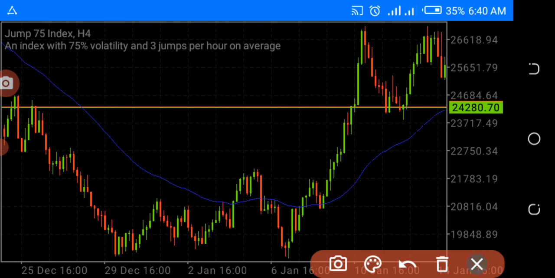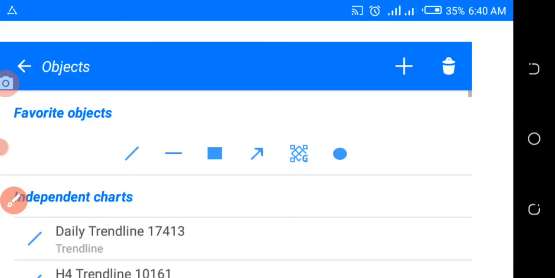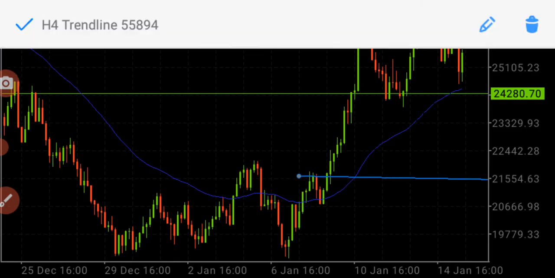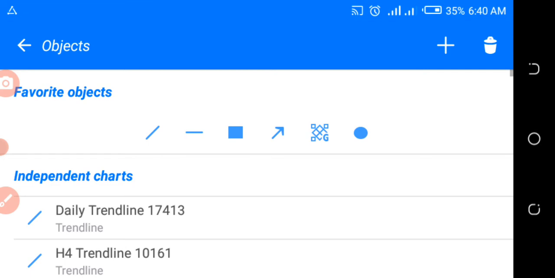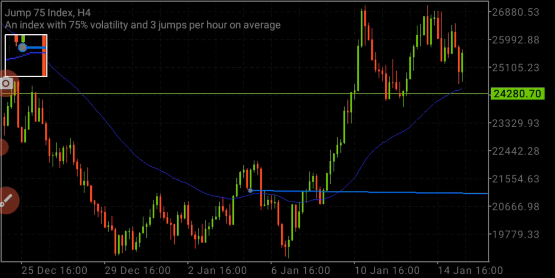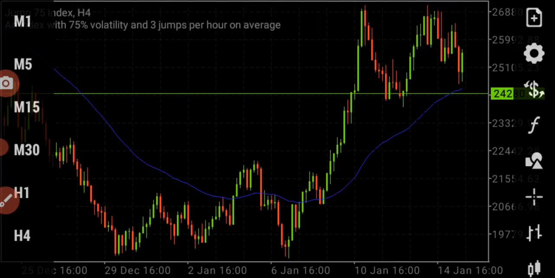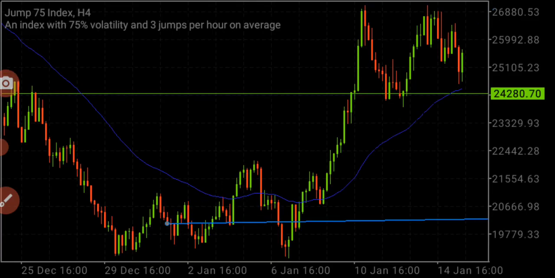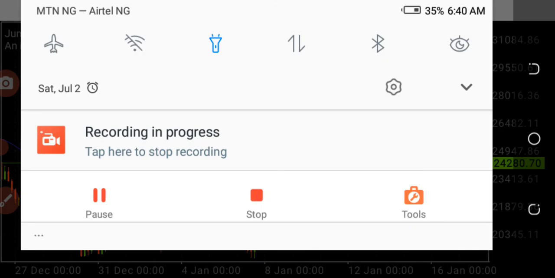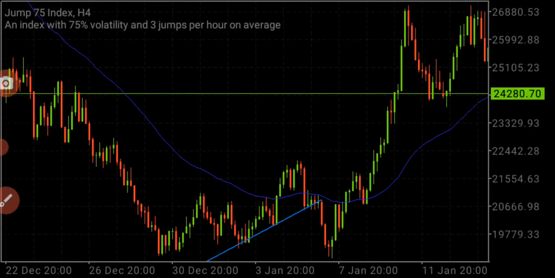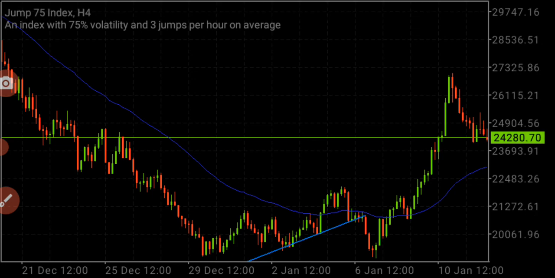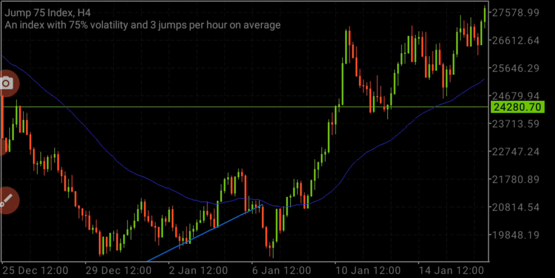Now, in case you're wondering, I love using trend lines. Let me draw a trend line so we get to understand this better. As you can see right here, the trend line was broken, and there was a pullback, and it gave us an entry trigger for us to buy up.